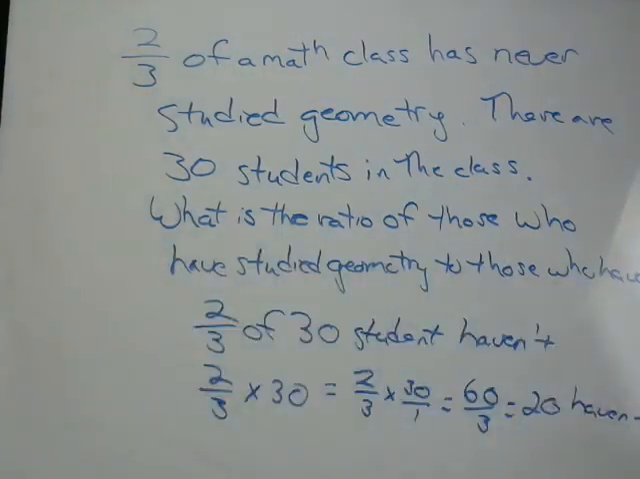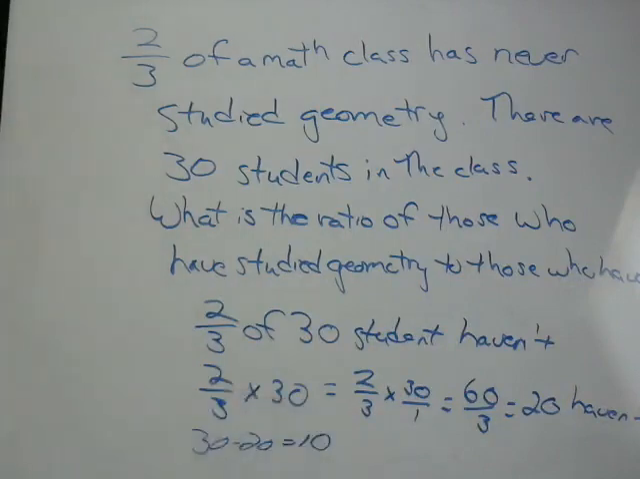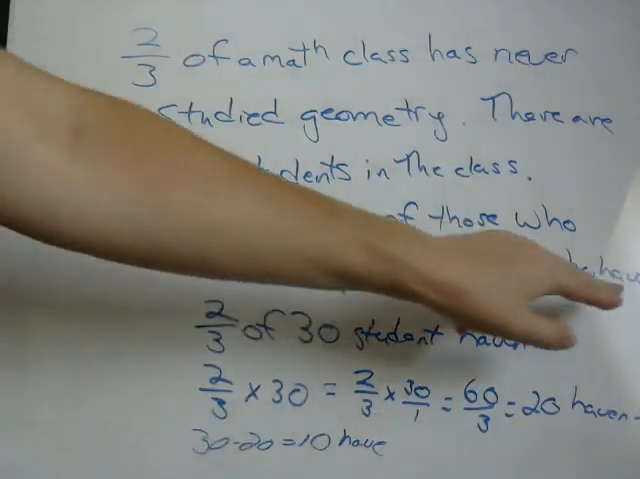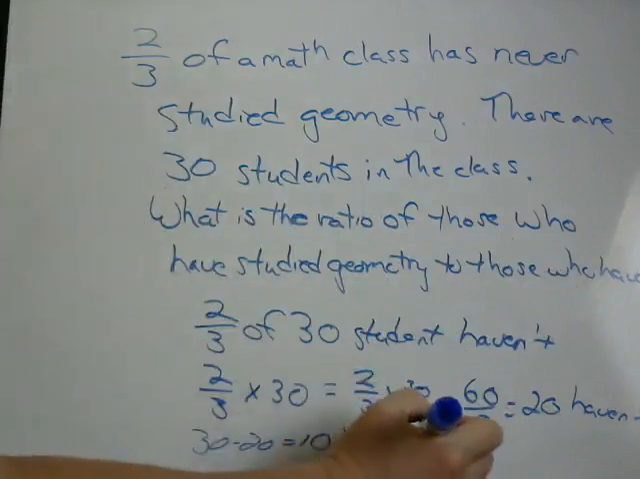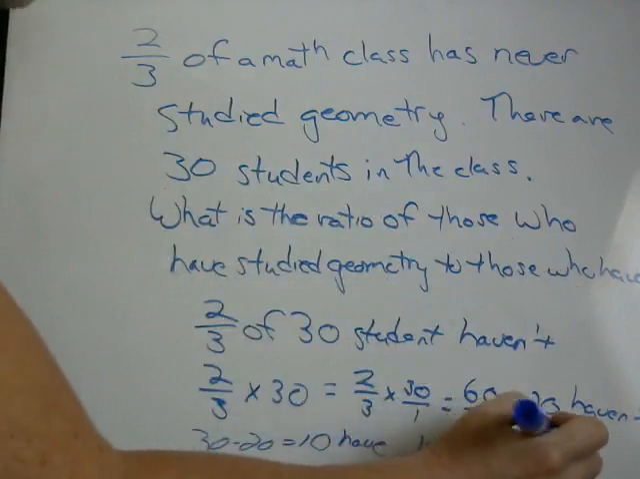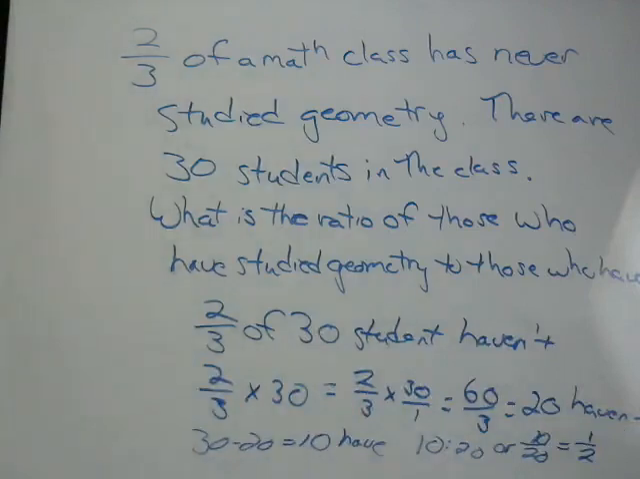So if 20 students have not studied geometry, how many have? Well, there's 30 total students, so 30 minus 20 means that 10 students have studied. So what's the ratio of those who have studied to those who haven't? Well, 10 have, 20 haven't. So the answer is 10 to 20, or 10 over 20, which in lowest terms is 1/2.